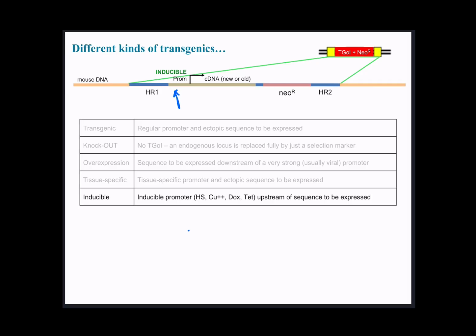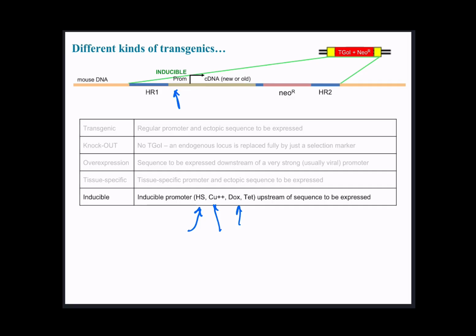Those include heat shock promoters. These are promoters that respond to transcription factors that change their shape when it's a little hotter. So whenever there is a heat shock to the animal, these DNA binding proteins will bind DNA and induce transcription. There are copper responsive inducible promoters. These are transcription factors that, as the name indicates, respond to the binding of copper ions. There are doxycycline or tetracycline inducible promoters. So it's a whole series of them.